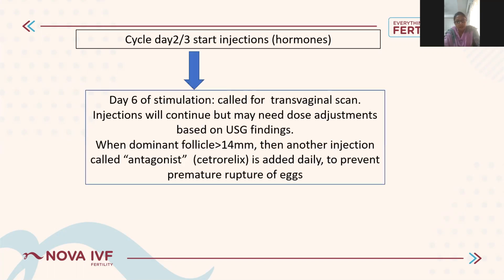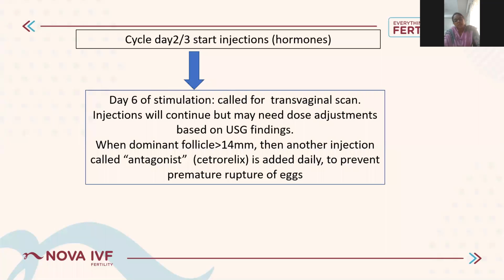So cycle day 2 or 3, once the injection is started, the next visit of the patient should usually be on day 6 of the stimulation. So what will be done after 5 days? Again, we will do a scan for you and see whether the follicles are growing or not, like what is your response to the injections, or whether you need any dose adjustments, to increase or decrease the dose based on the ultrasound findings. Usually one of the follicles grows up to 14 mm by day 6.